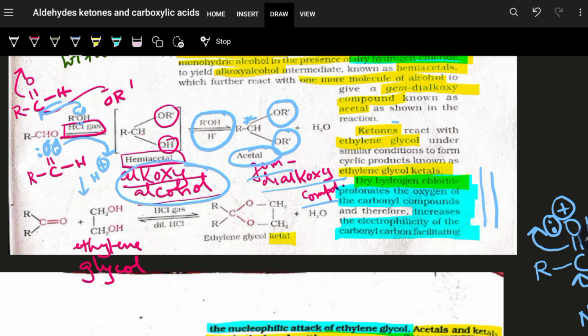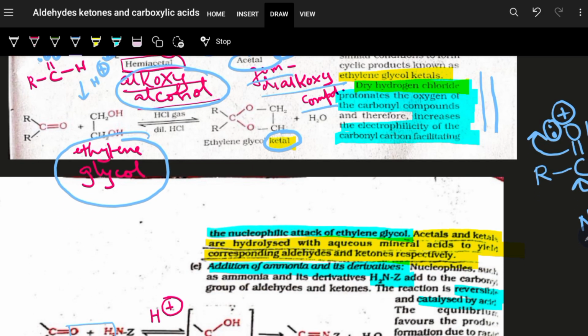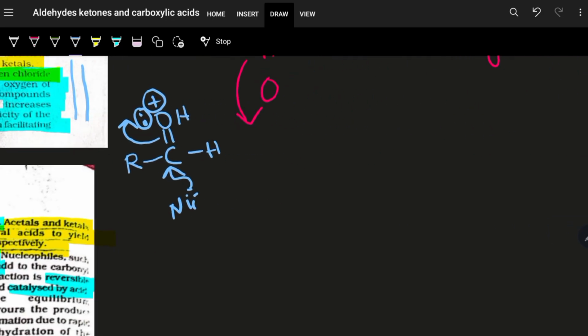If I use a ketone, I will not get acetal, but I will get a ketal. So this is obtained using ethylene glycol. It is CH2OH and another CH2OH, where we can see that this type of reaction is taking place. So it's almost elimination of H2O with ethylene glycol.